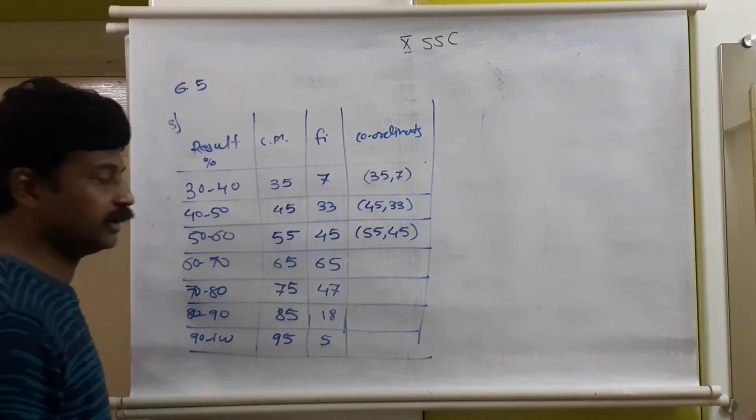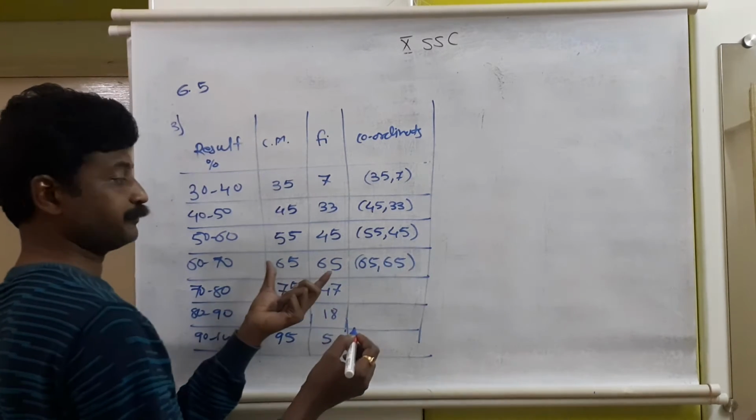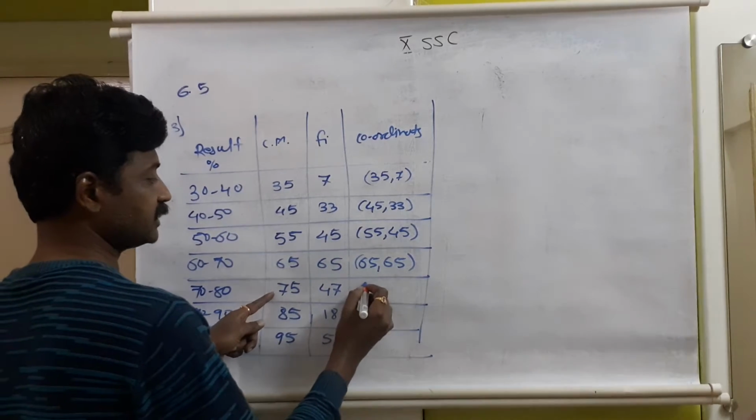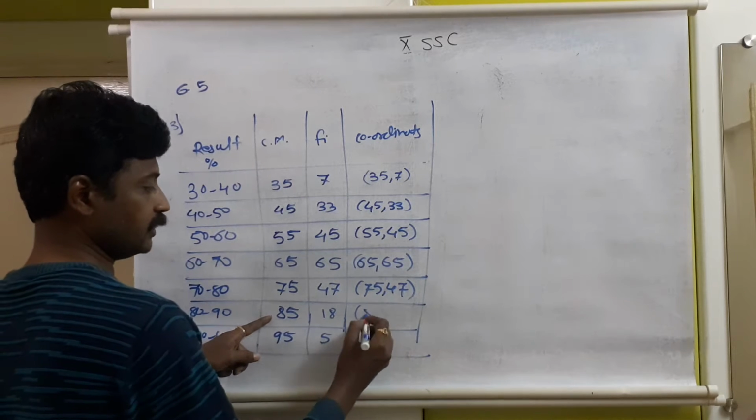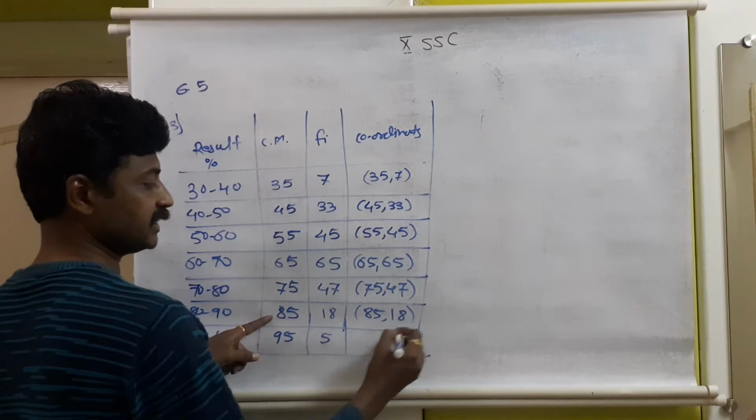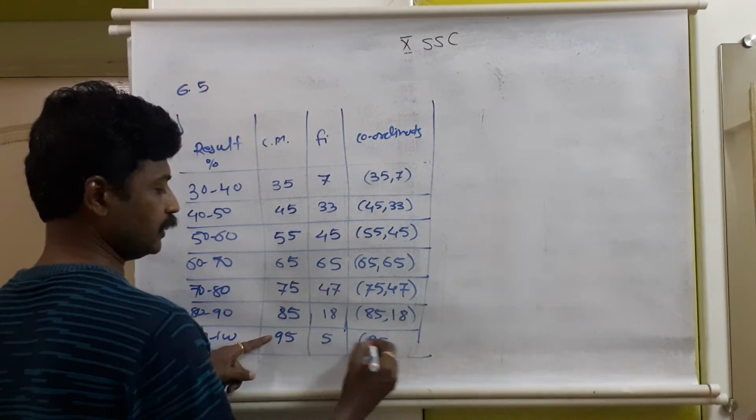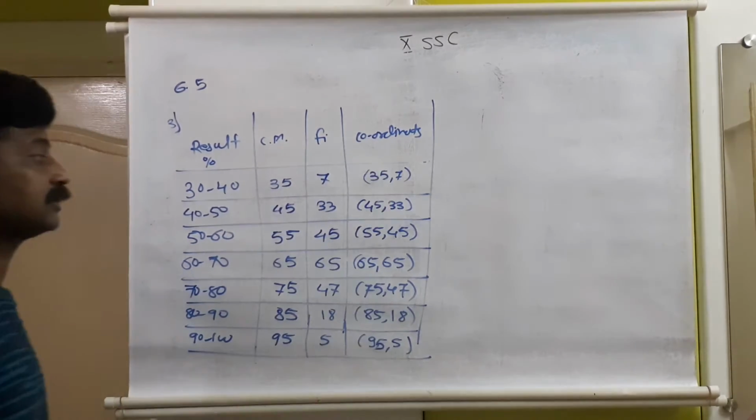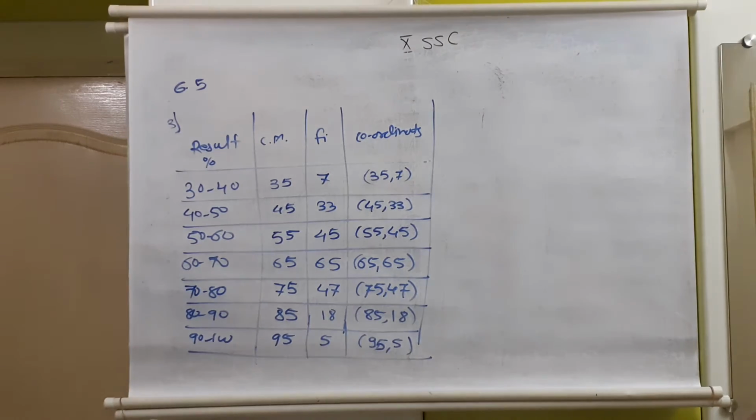With the help of this, coordinates: x coordinate 65, y coordinate also 65. Same, x coordinate 75, y coordinate will be 47. X coordinate 85, y coordinate 18. X coordinate 95, and the y coordinate is only 5. So these are the coordinates which are going to help us get points on the graph paper, and after joining them we'll get the required polygon, the frequency polygon.